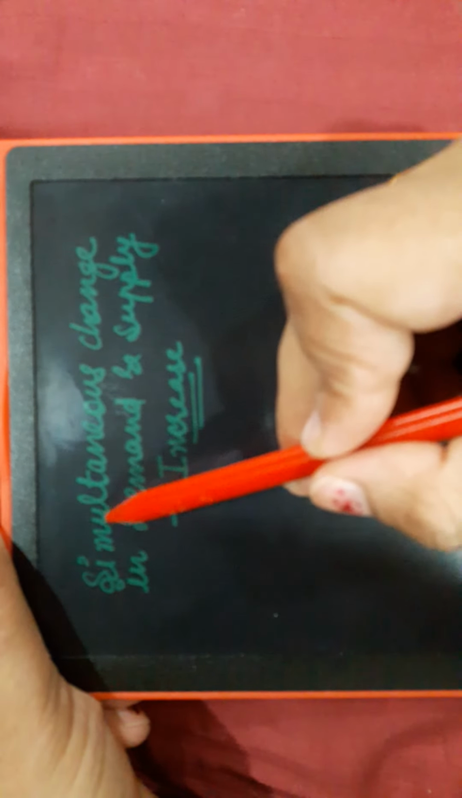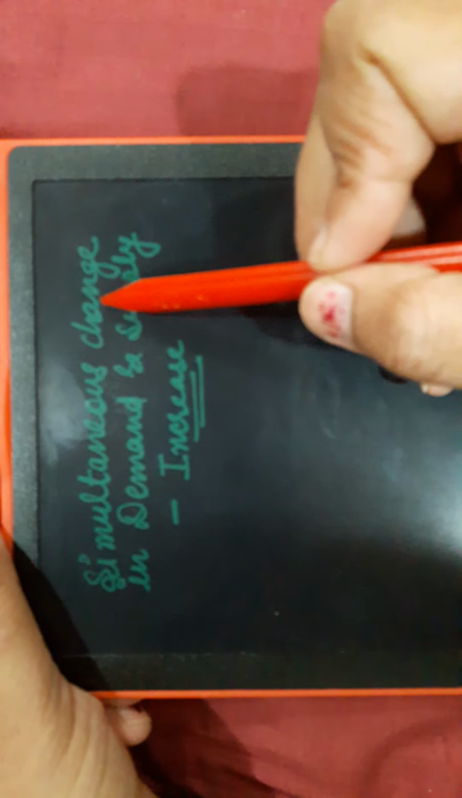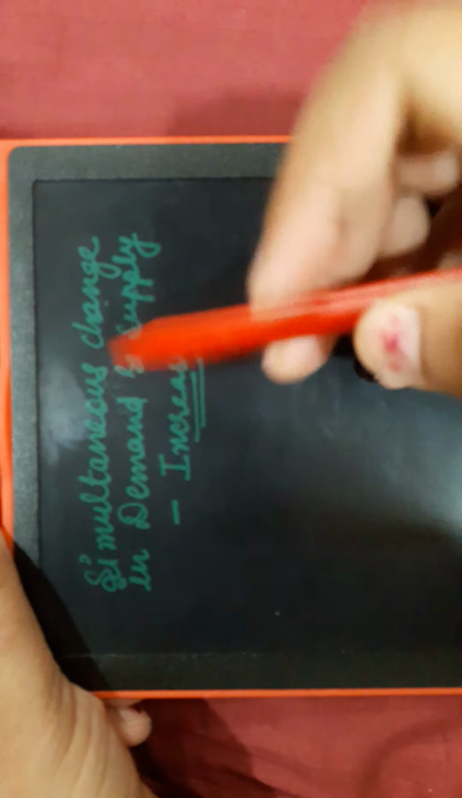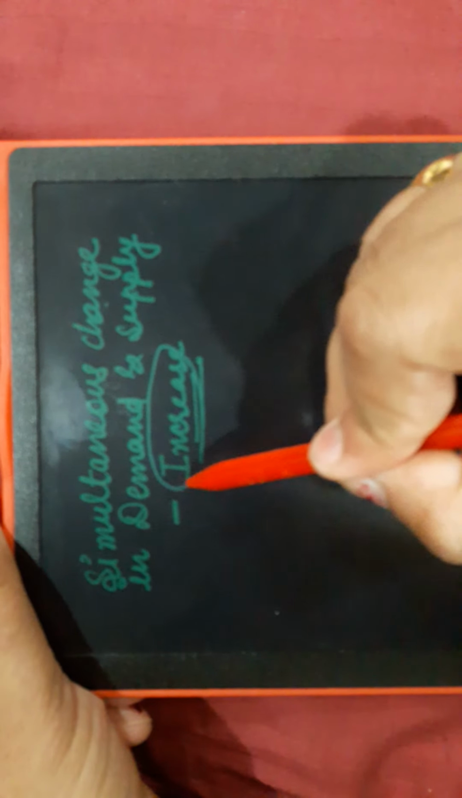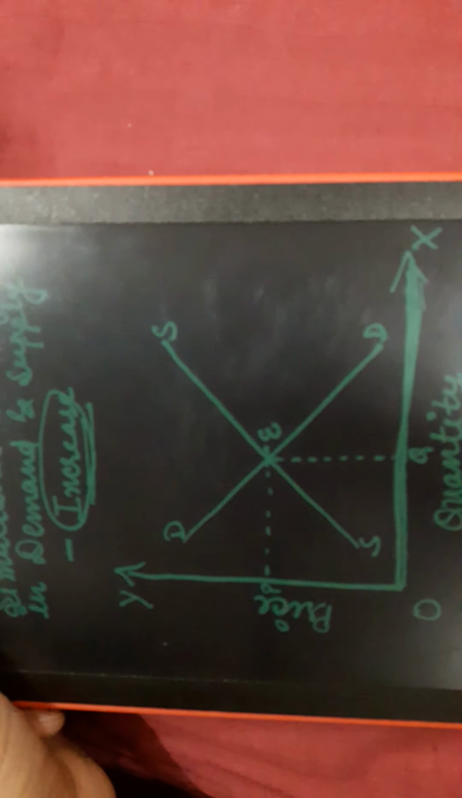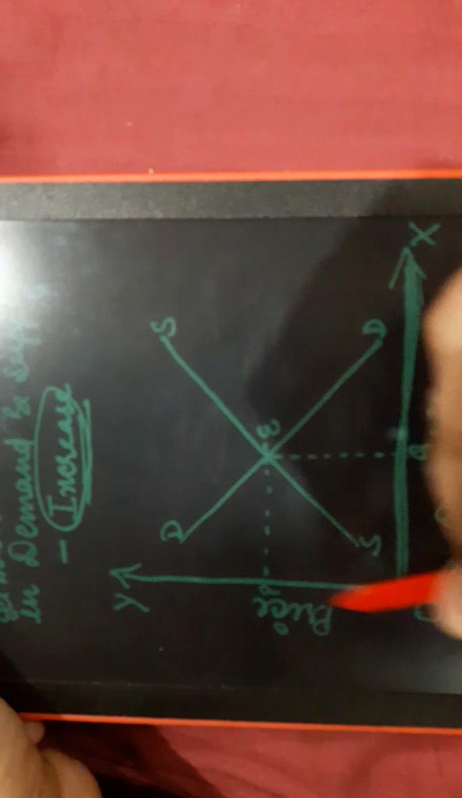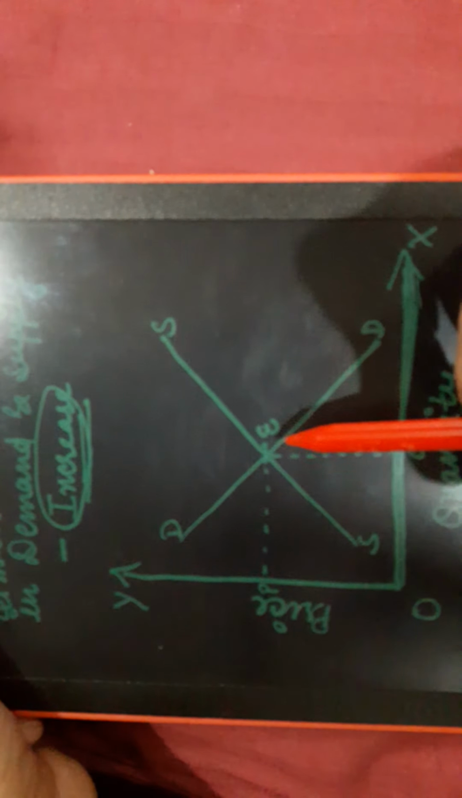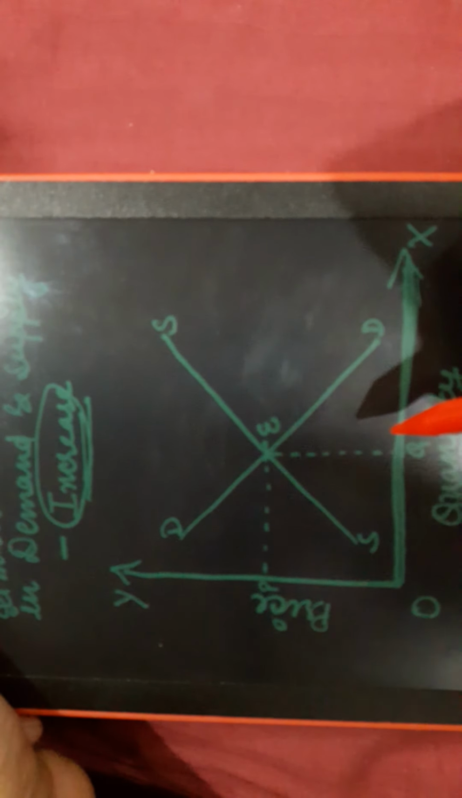We will discuss the first case, which is showing the simultaneous change in demand and supply, and this is the case of increase. Both demand and supply are increasing. Now we will see the effect. Initially we'll have to draw a diagram of market equilibrium with demand and supply.